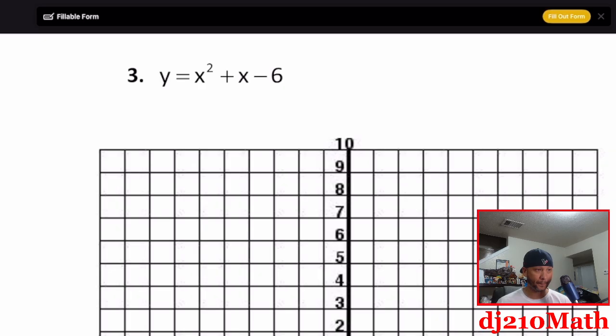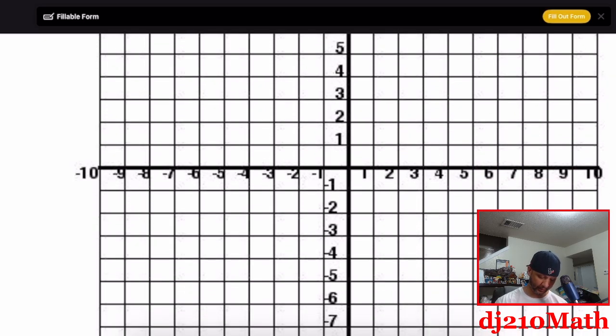All right, number 3. Y equals x squared plus x minus 6. So again, these are 1s. It's understood. It's our A, B, and C. 1, 1, negative 6. So right away, I know that it crosses the y-axis at negative 6. Crosses at negative 6.